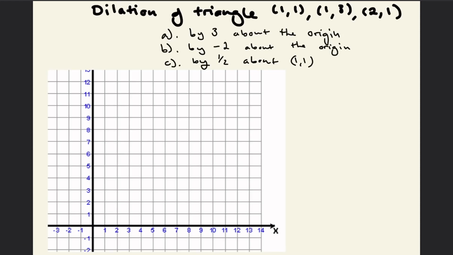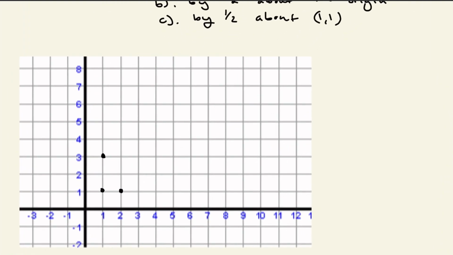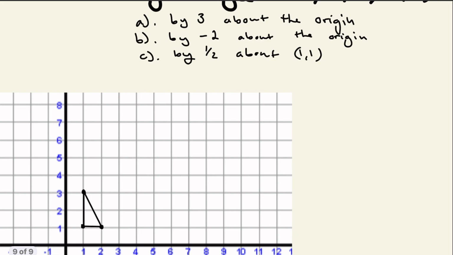So it's actually 3. So we have a triangle which lies on these coordinates. And the first dilation that we're going to do is we're going to dilate it by 3 about the origin. So first, how about we plot this triangle? So we have (1, 1), (1, 3), and (2, 1). So this is our triangle.